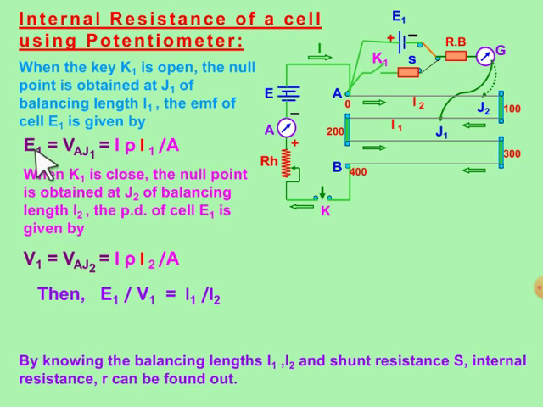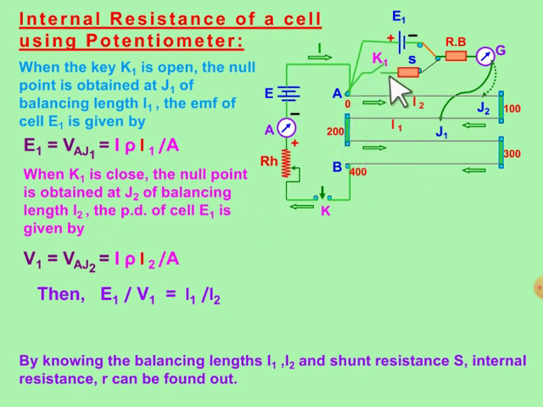So this is about your E1 when K1 is open, when there was no such resistance, it was only E1 there, and the balancing point was at J1 with the balancing length L1. So your E1 will be the potential difference across these two points, A and J1. That will be equal to I times R, where R is equal to rho L1 by A.